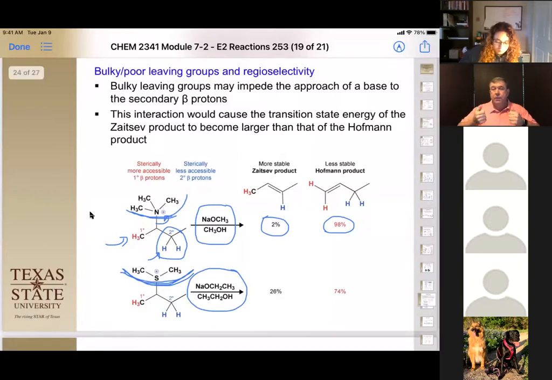Questions? So we talked about electronics and we talked about good leaving groups, bad leaving groups. We talked about how to look for where the hydrogen and bromine, or the hydrogen and leaving group, have to be. Now we added sterics to the system and it changed everything, right? It went to the other non-thermodynamic product. So if you have small leaving groups and small bases, think Zaitsev. If you have large bases or large leaving groups, think Hofmann.